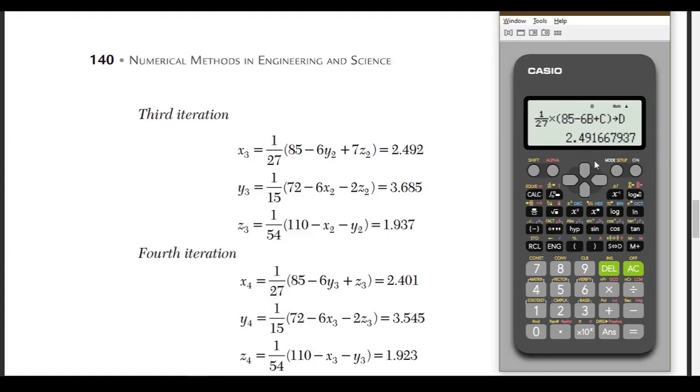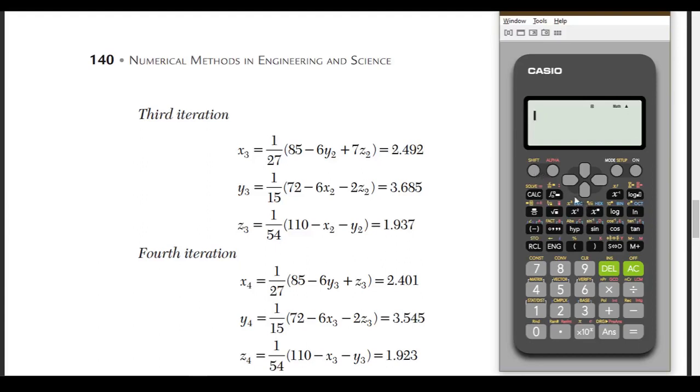Now for the next, y3. Let me see y3 here. Just press equal, you got the answer. Now you are going for z3. For z3, same as we already assigned, so there is no problem. Press equal, you got the answer.